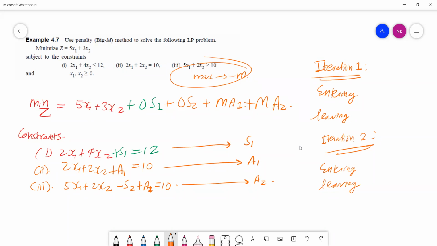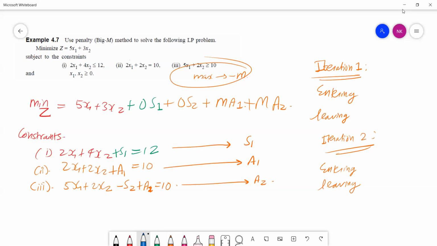Sir, I have a question. Yes. Sir, if already it is given that in the second constraint that it is equal, then why do we need the variable? Okay, fine. So that was the expected question.